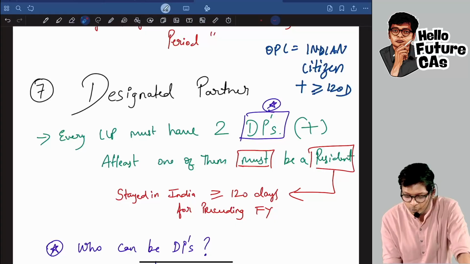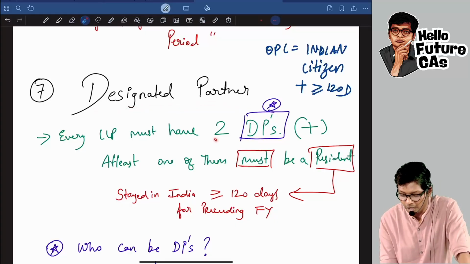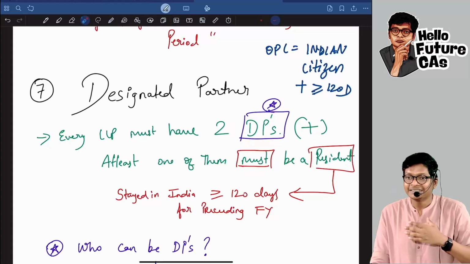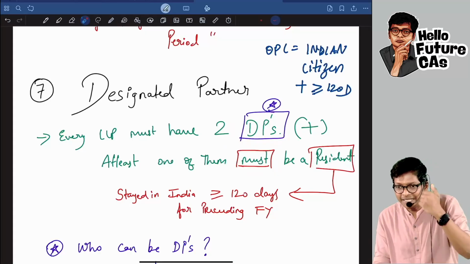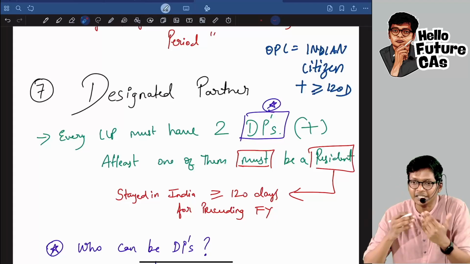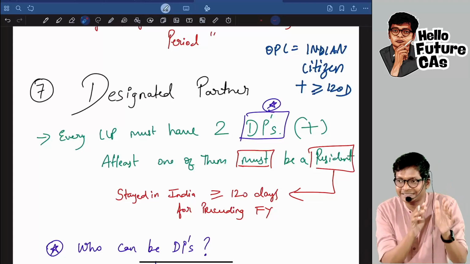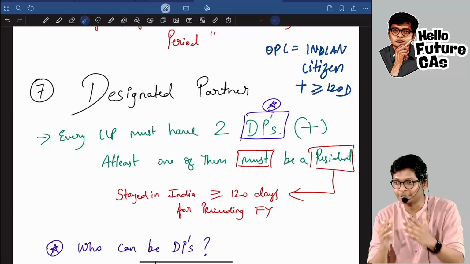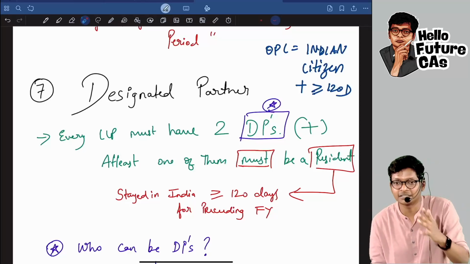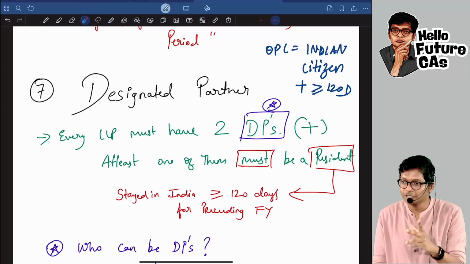But here, look at how beautifully they drafted. Out of two DPs, one can be resident enough. Then the other person can be in Russia, can be in US, can never come to India. It's totally fine. Elon Musk can start an LLP with me. Hey Karthik, I trust you. You take care of the LLP in India. I will support you from the US by giving funds. Allowed. Are you getting it? Can you see how beautifully it's drafted?